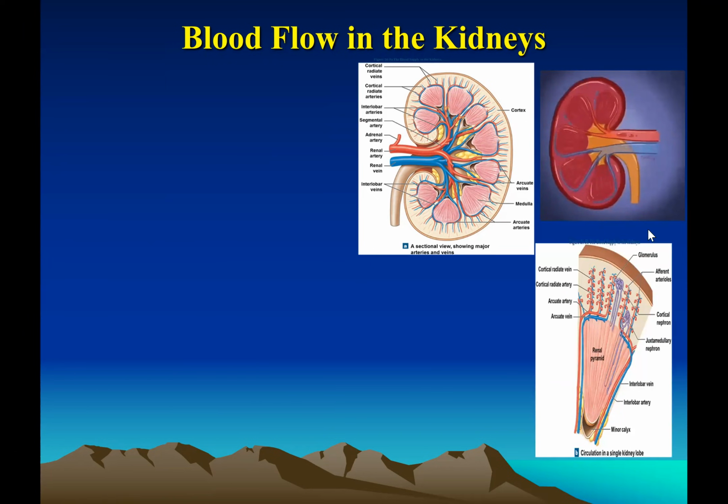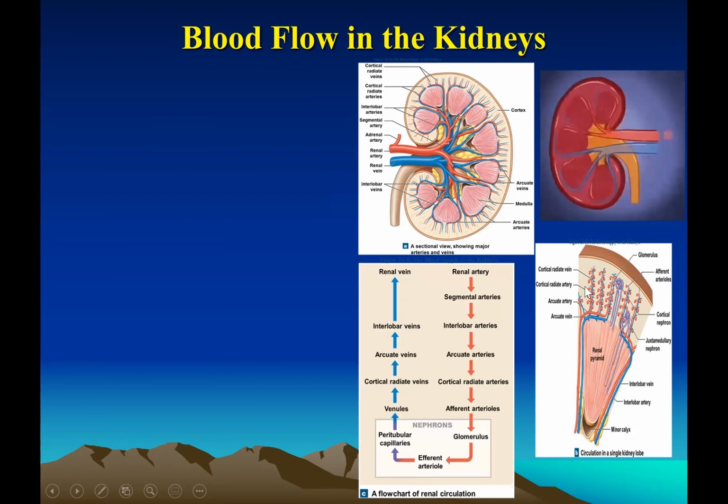So here's a closer picture. You can see the interlobar artery becoming the arcuate artery, then it becomes the cortical radiate artery. The cortical radiate artery will have these tight capillaries in a structure called the glomerulus, which is a huge part of filtration.